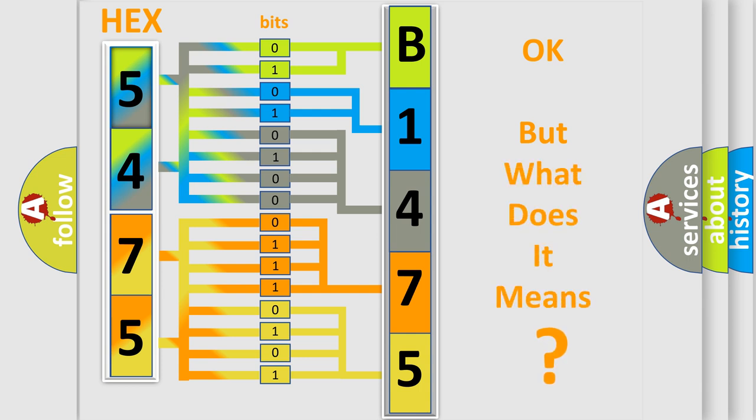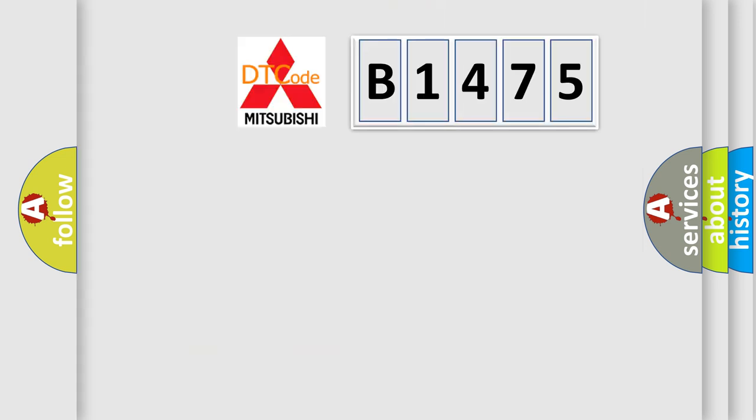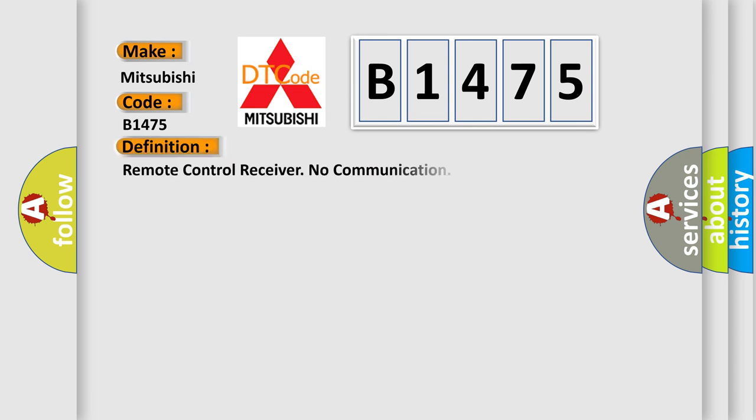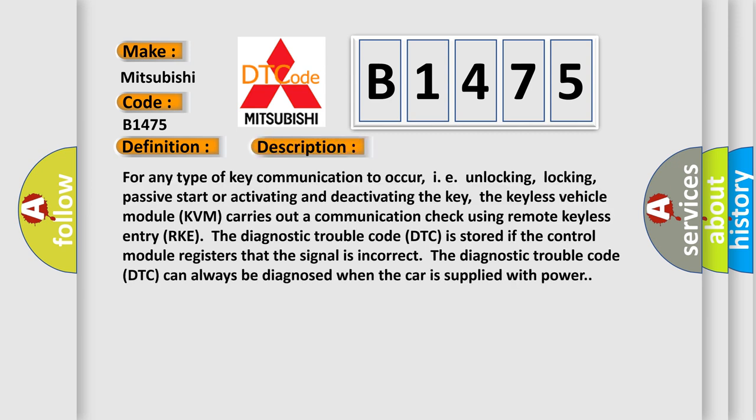The number itself does not make sense to us if we cannot assign information about what it actually expresses. So, what does the Diagnostic Trouble Code B1475 interpret specifically for Mitsubishi car manufacturers? The basic definition is remote control receiver no communication. And now this is a short description of this DTC code.